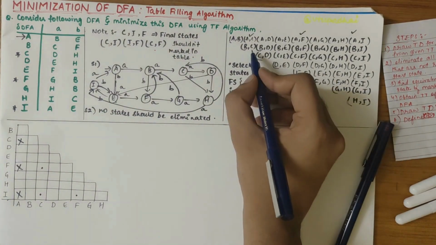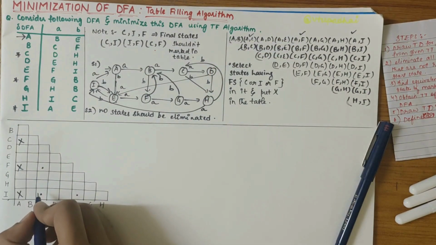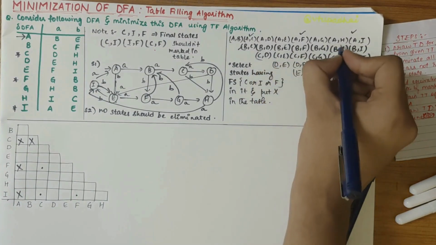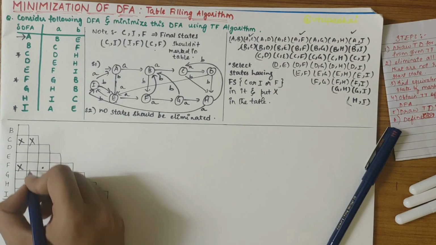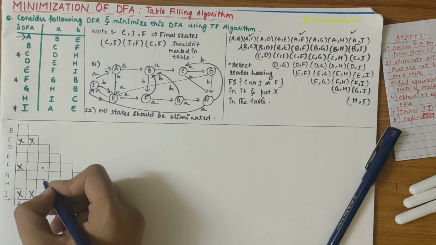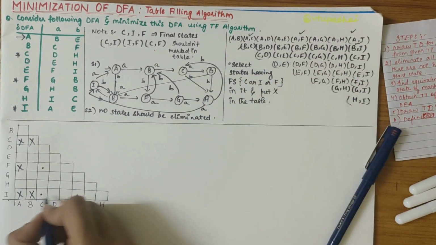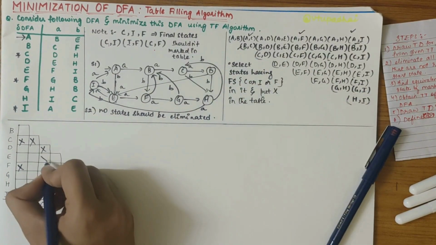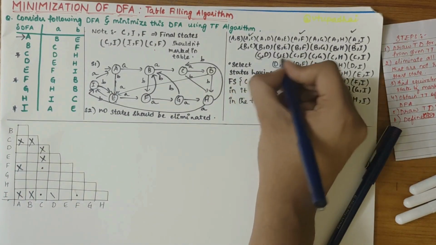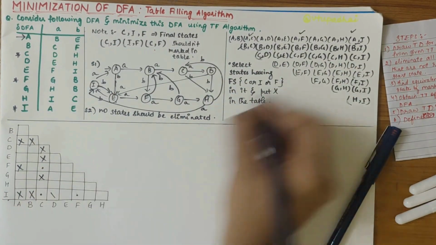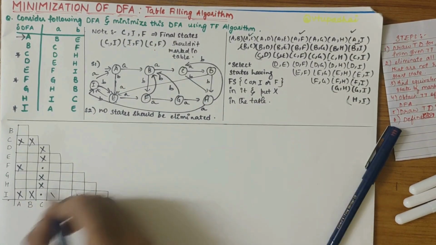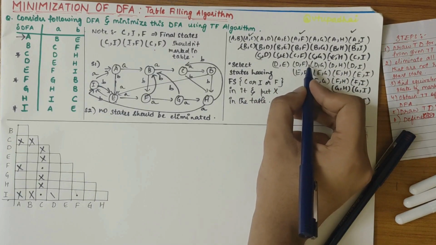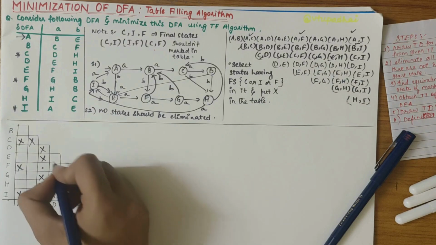So let's move on to BC. BC can be marked. Then we have BI, which could be marked. Then we have CD, which could be marked. CE could be marked. CF should not be marked. Then we have CG, which can be marked. CH can be marked, and CI should not be marked. Then we have DE, DF. DF can be marked.